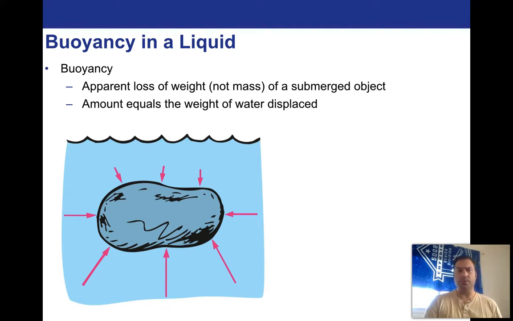So, of course, what is buoyancy? Well, buoyancy is just simply the apparent loss of weight. It's not necessarily mass, right? Mass and weight aren't the same thing. It's the apparent loss of weight of a submerged object.